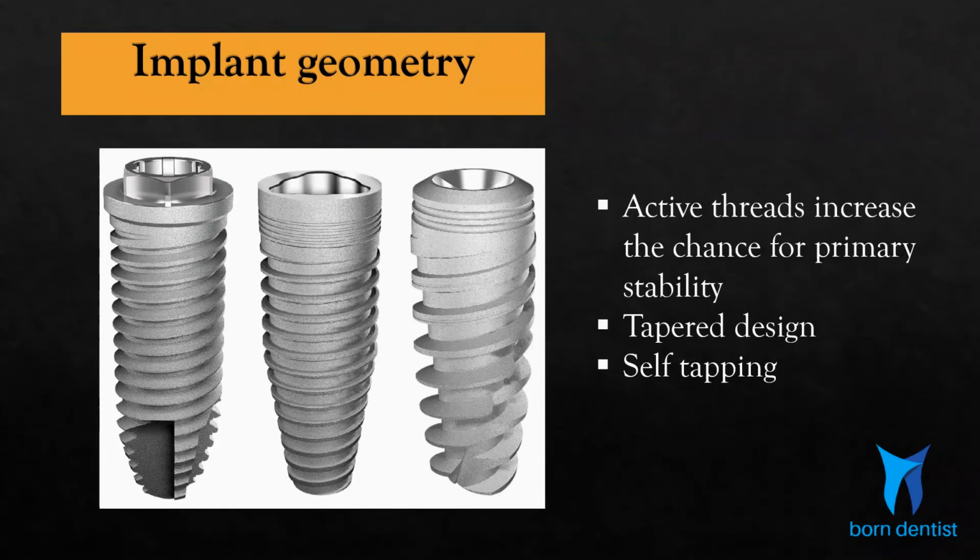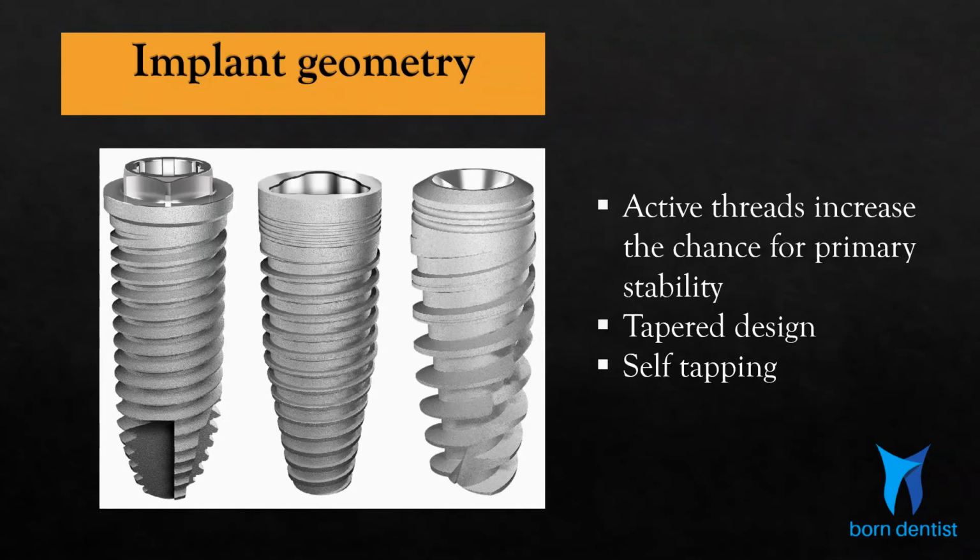You all know that implants come with various types of threads. Implants which have active threads, like you see here in the extreme right, will help in achieving good primary stability. Likewise, a tapered design is best suitable for immediate loading as it has more chance for achieving primary stability, especially in immediate implantation. The next feature in design is self-tapping ability of implant.